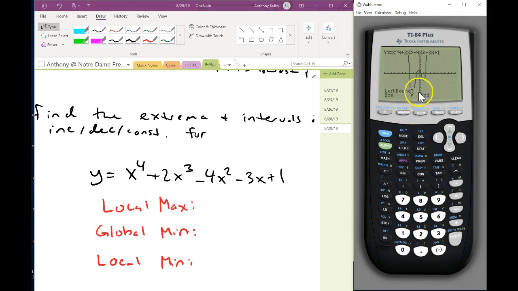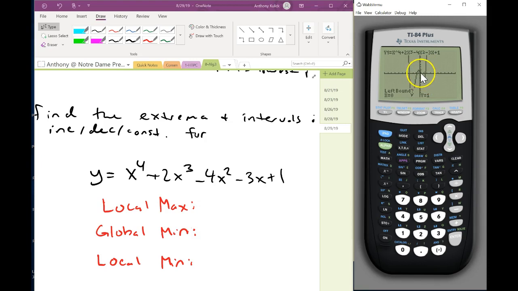Now you notice that it's brought me back to the main screen, or my graph, and at the bottom it's going to ask me some questions. So the first question it's asking me is for left bound, then the calculator is going to ask me for a right bound, and then it's going to ask me for a guess. So what it's saying is, I need to know where on the graph to start looking for this point, that's left bound, where to stop looking for this point, and then where is your best guess. The guess doesn't really matter, the left and right bound definitely do.